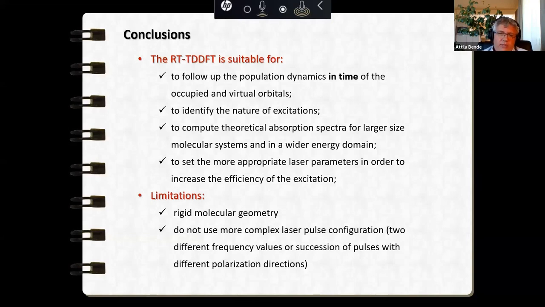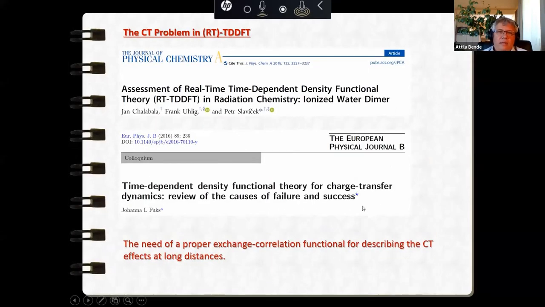There are also some limitations. All these calculations were done for a rigid molecular geometry. As I know, the Octopus program can now also perform nuclear dynamics coupled with this RT-TDDFT method. And it is possible to use only one simple laser pulse setup, but sometimes we need to have a more complex laser setup. And also, the eternal problem of the exchange correlation functionals is also present in this theoretical framework.